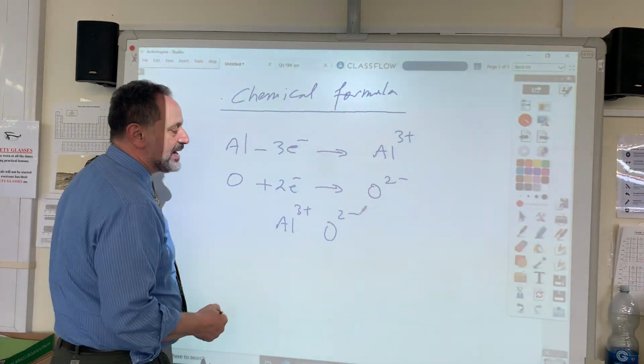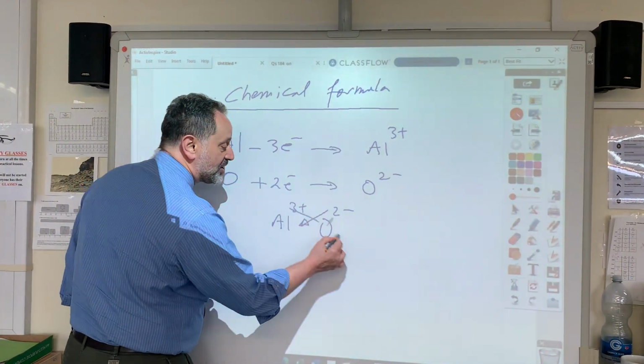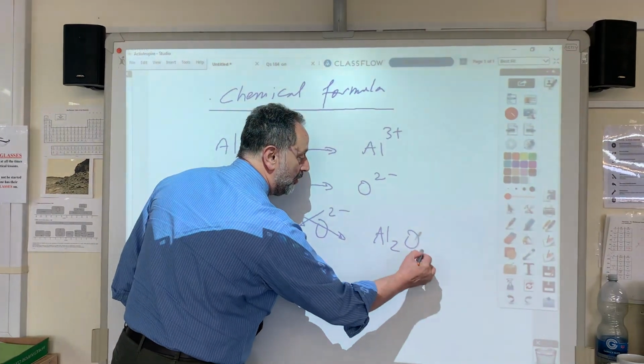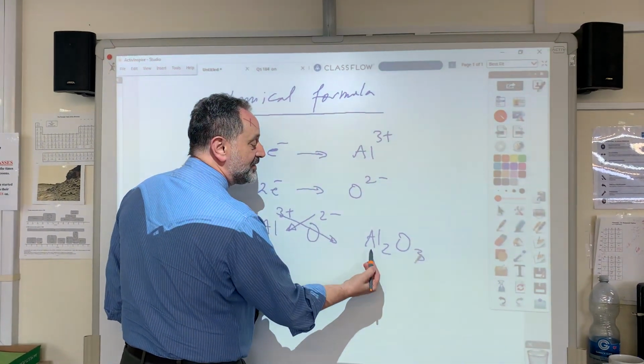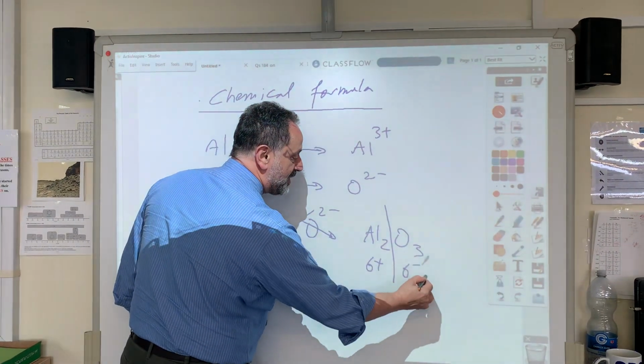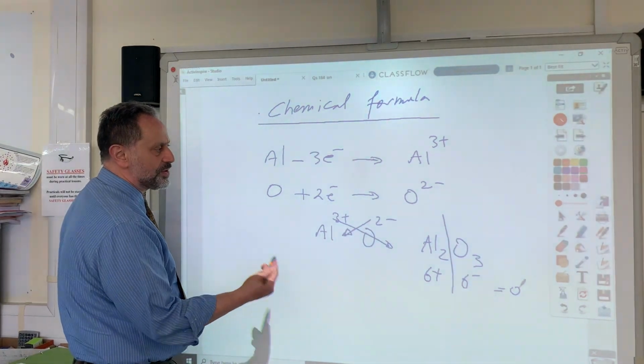If the charges balance each other, then that is the formula. If they don't balance each other, you cross multiply the numbers. So it becomes Al2O3. The reason is that on this side it's 6+, and on that side it's 6-. Now they balance. So the formula is that. And it works all the time.